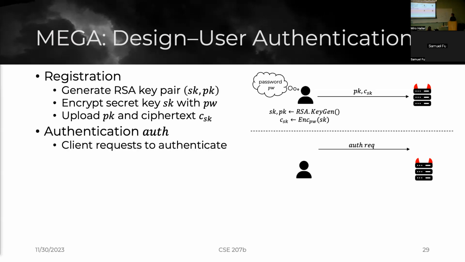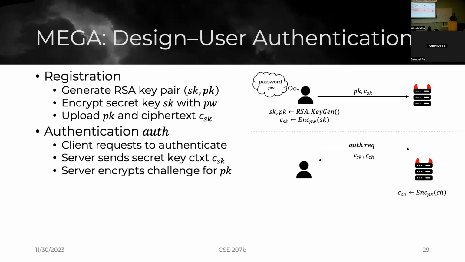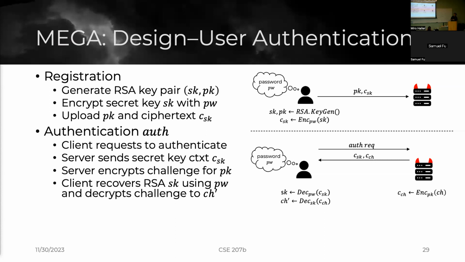For authentication, the user sends an authentication request to the server, and here is where things get weird. The server sends back the encrypted secret key, as we would expect, and also the public key, which I didn't write down here. But the server also encrypts a challenge for the public key. So the server picks some random value, encrypts this for the public key, and sends it to the client. The client then uses their password to decrypt the secret key, and then uses this secret key to decrypt the challenge, and sends this decrypted challenge back to the server.